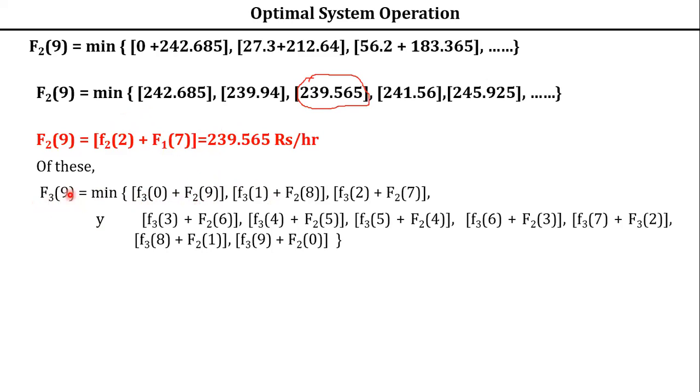Understood? So what does F3 of 9 mean? 9 megawatt of generation is generated by 3 units. That is the meaning here. Earlier, 9 megawatt was generated by 2 units. N units, I said, so 3 units. But here we still have the combination of F3 and F2. What about the other combination, F2, F1? Already we got it, so there is no need to find out that one. Only this one you have to find out.